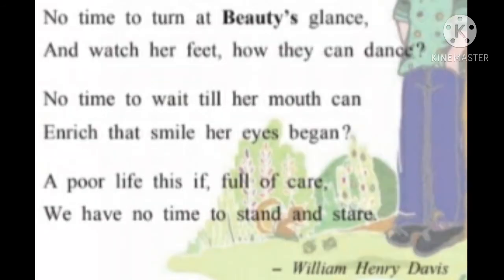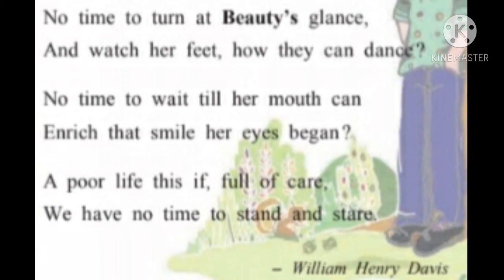Students, let's understand the fifth couplet. No time to turn at beauty's glance and watch her feet how they can dance. In this couplet, the poet says that we have no time to watch when a beautiful girl dances or wait for her lips to complete the smile which started in her eyes. We can also say that the beauty is nature and we have no time to see trees swaying in the breeze or flowers blooming slowly.